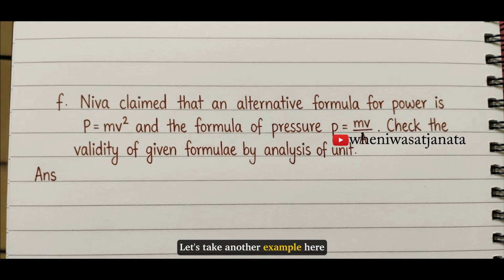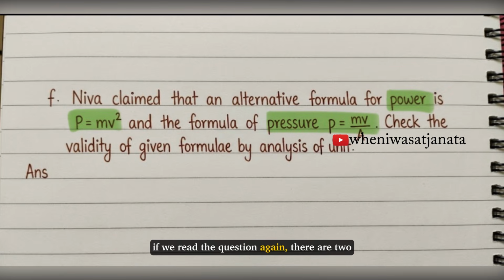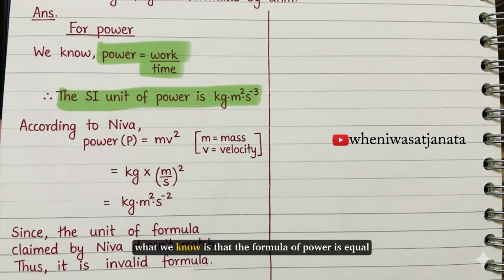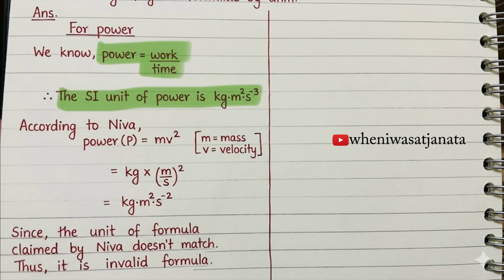Let's take another example here. Neva claimed an alternative formula for power and pressure in the given question. If we read the question again, there are two different conditions for two different physical quantities, which are power and pressure. We can use the unit analysis method to check the validity of both equations. So let's take the first physical quantity, that is power. What we know is that the formula of power is equal to work done divided by time taken.